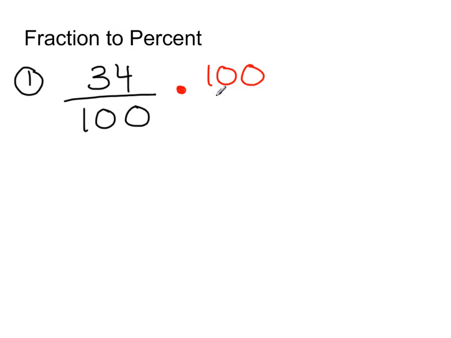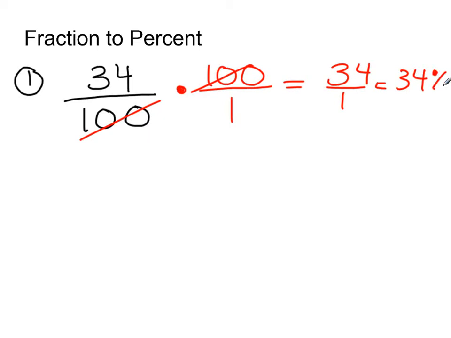And what happens here is because we have 100 in the top and 100 in the bottom, they cancel one another out and we multiply straight across. We have 34 over 1, which is still 34. And now we are a percent, so we have to make note that we now have 34%.